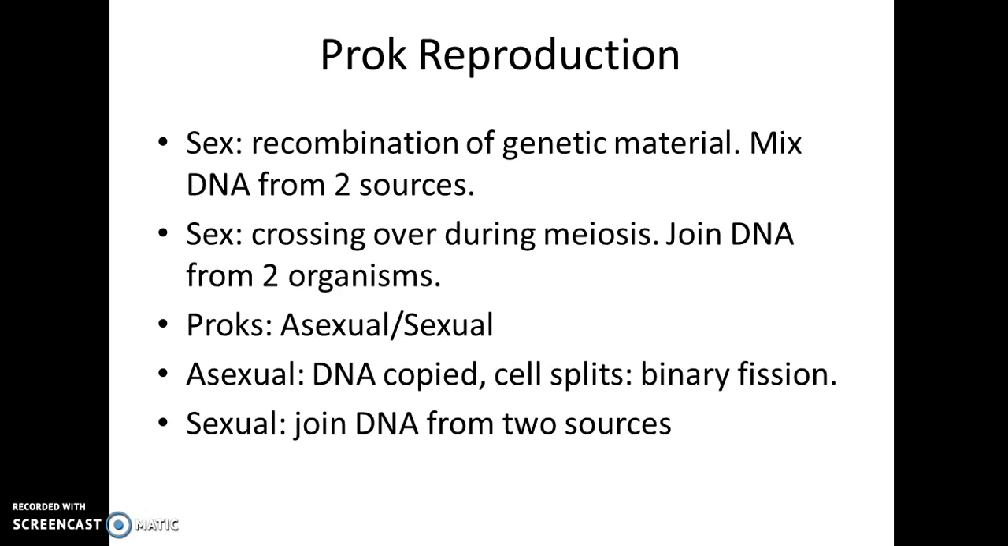Prokaryotes do both asexual, which means without sex, without the recombination, without the mixing of DNA from two sources, and sexual reproduction. In asexual, the DNA is copied, the cell splits, and a copy of the nucleoid goes to each cell. This is called binary fission. Now remember, fission rhymes with division, so that's what fission is: division. Sexual, we are joining the DNA from two sources. That's how prokaryotes have sexual reproduction.